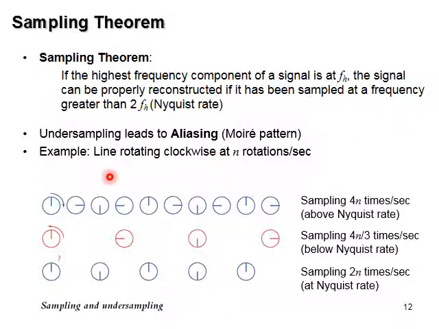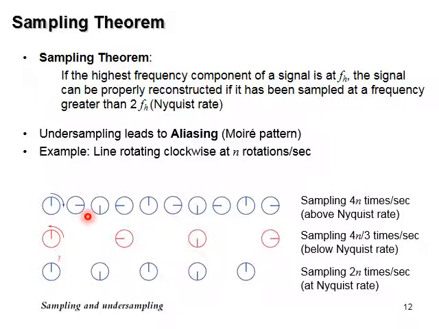So first of all, if the line rotates at n rotations per second, let's assume that this number n is twice per second. So every second it rotates 2 times. Now, what will happen if you sample it at 8 samples per second? If n is equal to 2, you have 8 samples per second. So here we have 1, 2, 3, 4, 5, 6, 7, 8. These are the 8 samples.